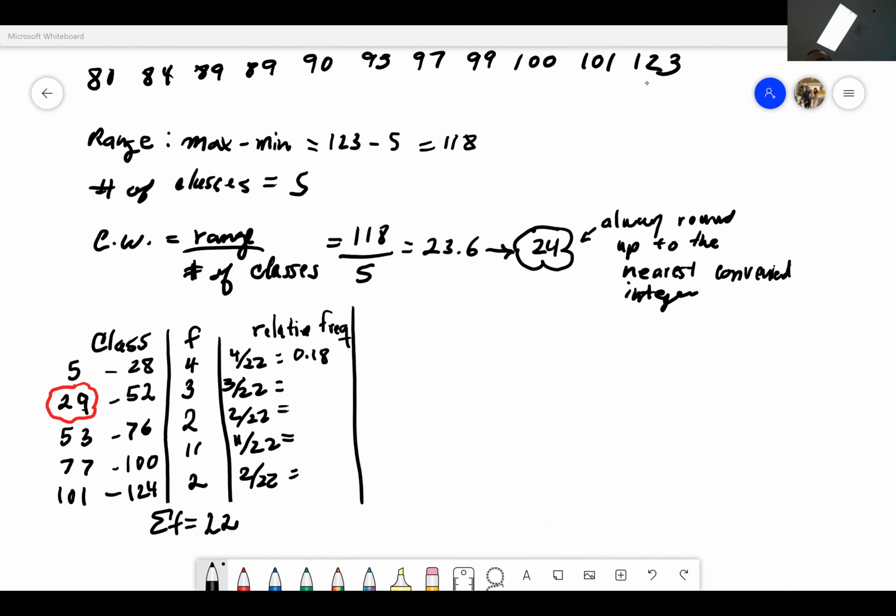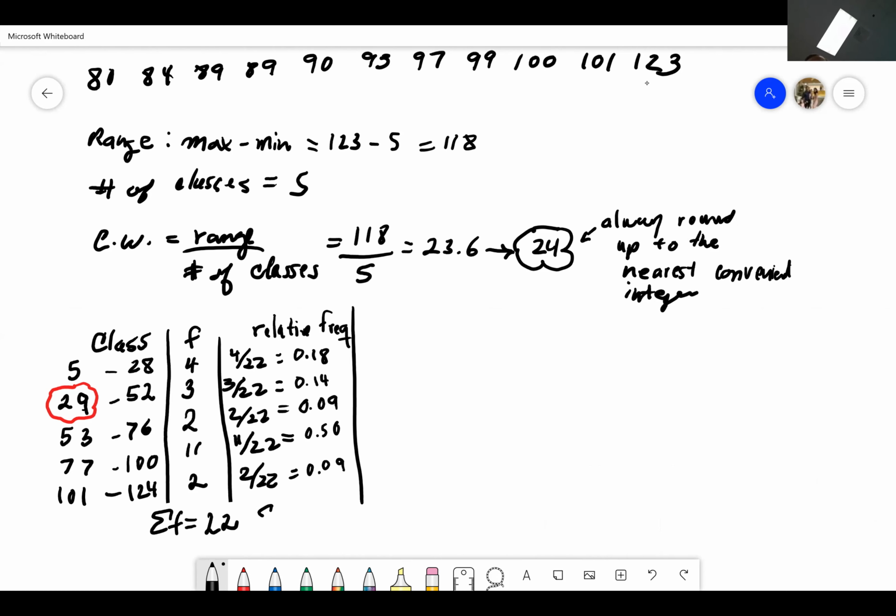3 divided by 22 is 0.14. 2 divided by 22, 0.09. 11 divided by 22, that's 0.5. And 2 divided by 22, that's 0.09.